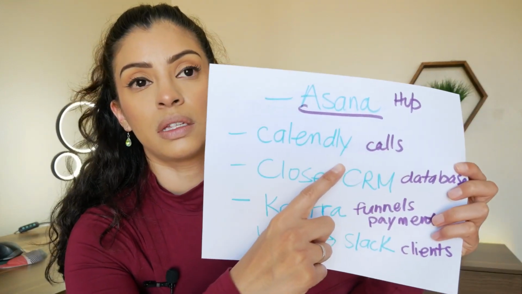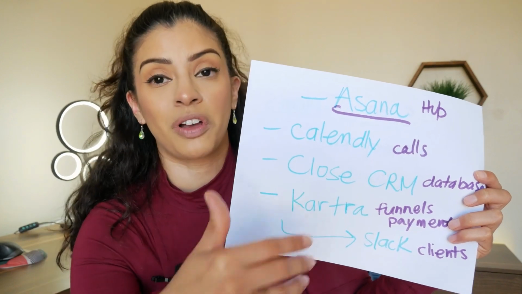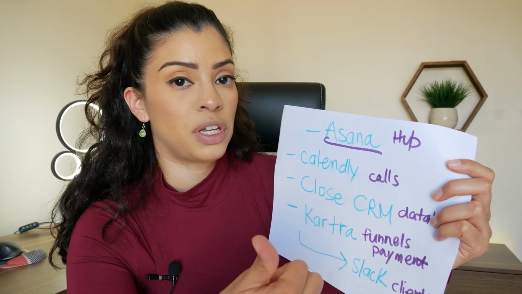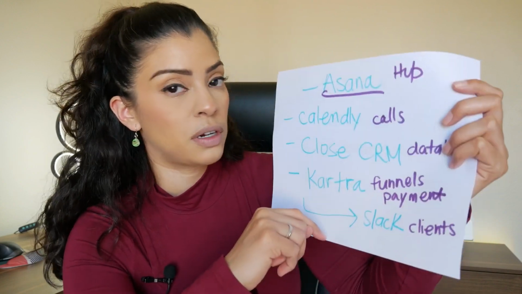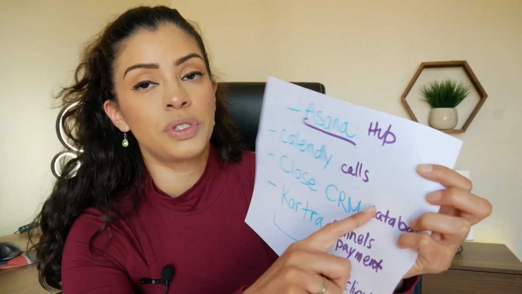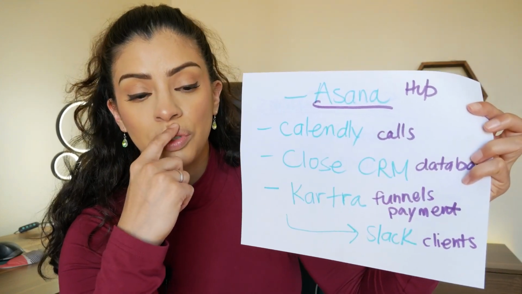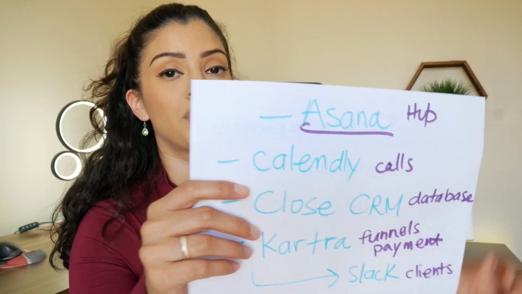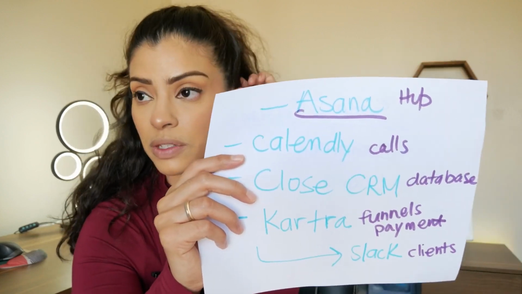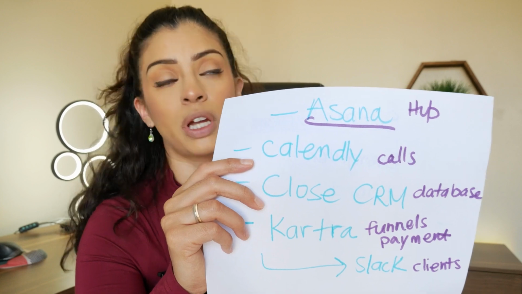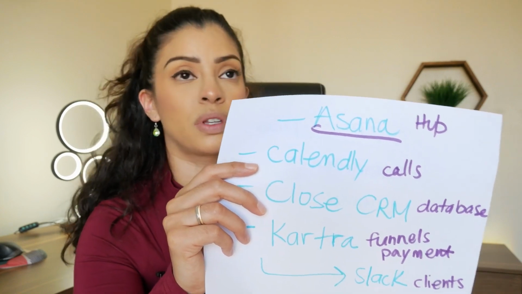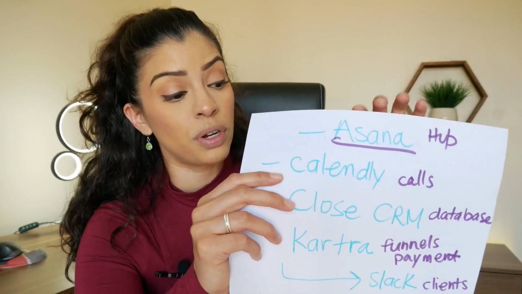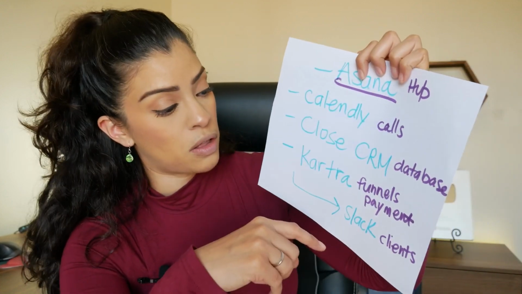Calendly, I'm sure you've booked a call on Calendly with somebody, but that is where people apply to book a strategy call with us. So Calendly is our other tool in the system. Close CRM is what we use to house our database of our active prospects who have shown interest in booking a call with us. So we're able to keep track of who's a bad fit, who's a good fit, the proposals sent, the opportunities, how much these opportunities are worth. So we're able to house that in Close.